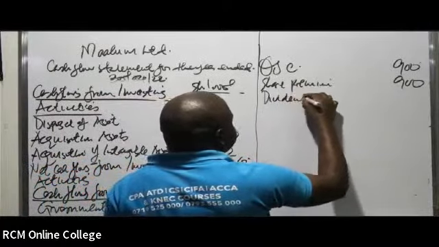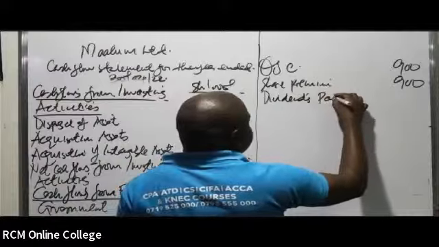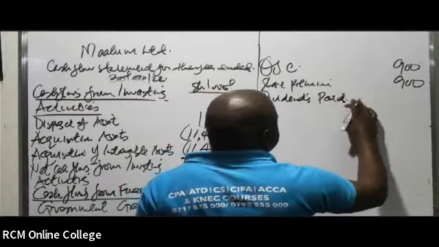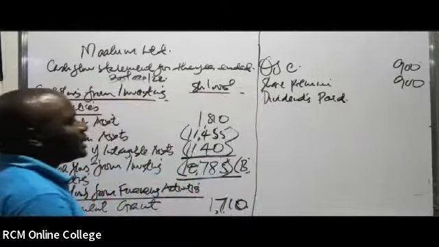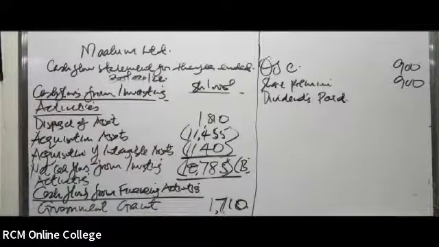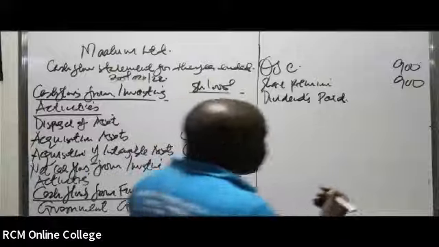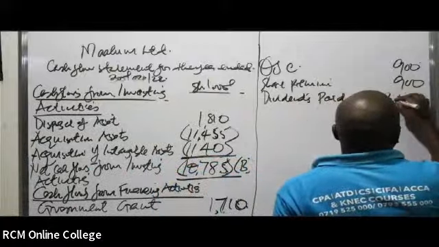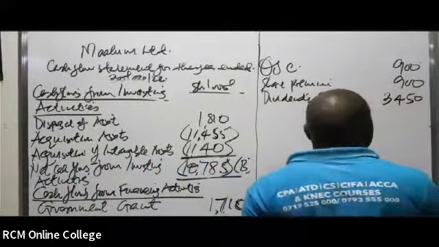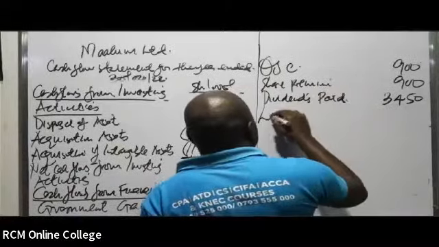Then for the dividends paid, there's a figure we got. We prepared a retained earnings account, and there's a figure we got for the dividends paid. We were getting 3450. Then you have the loan notes.